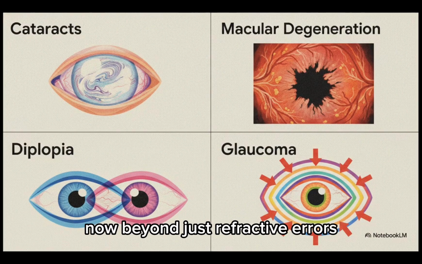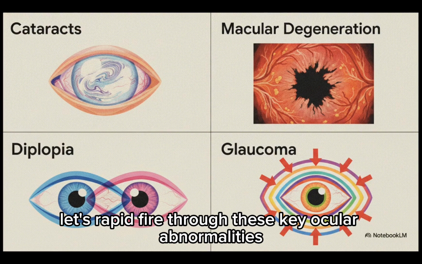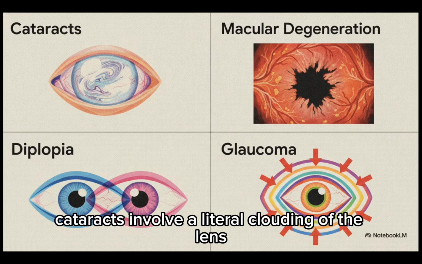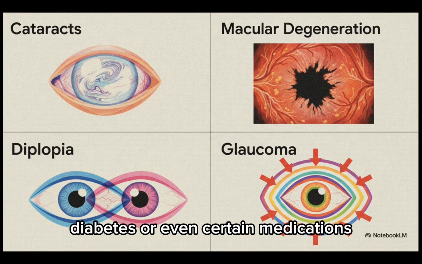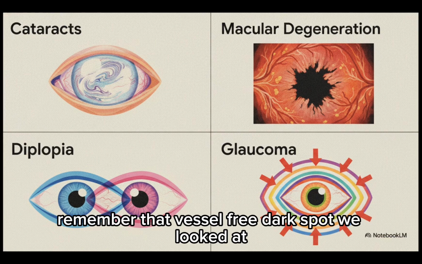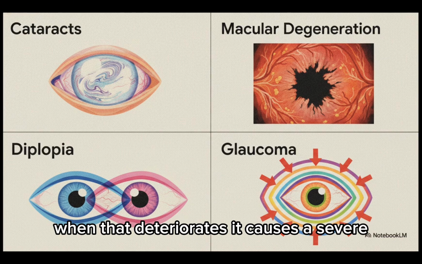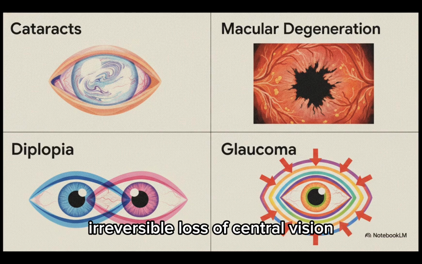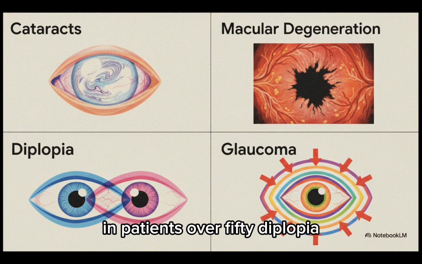Now, beyond just refractive errors, there are some major structural pathologies we need to be aware of. Let's rapid fire through these key ocular abnormalities. Cataracts involve a literal clouding of the lens, which often results from trauma, diabetes, or even certain medications. Then we have macular degeneration. Remember that vessel-free dark spot we looked at a minute ago? Well, when that deteriorates, it causes a severe, irreversible loss of central vision. And the dry form of this is the most common culprit in patients over 50.